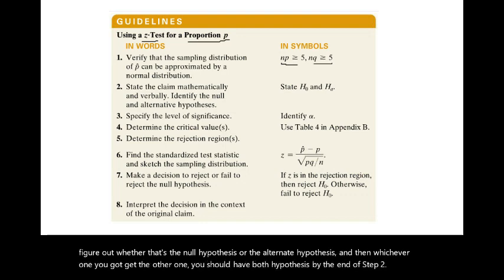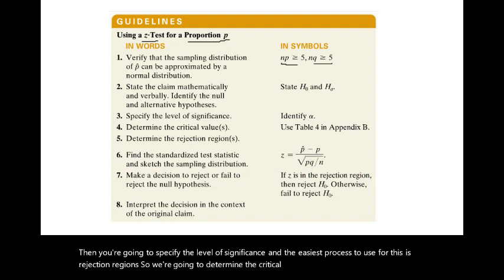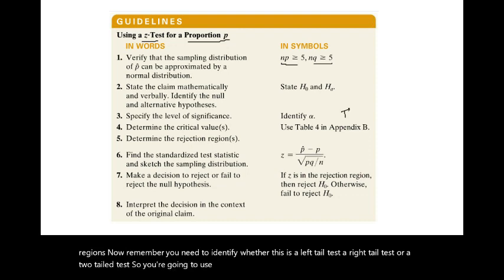Then you're going to specify the level of significance. And the easiest process to use for this is rejection regions. So we're going to determine the critical values that go with our rejection regions. Now remember, you need to identify whether this is a left tail test, a right tail test, or a two-tail test. So you're going to use the inverse standard normal table.